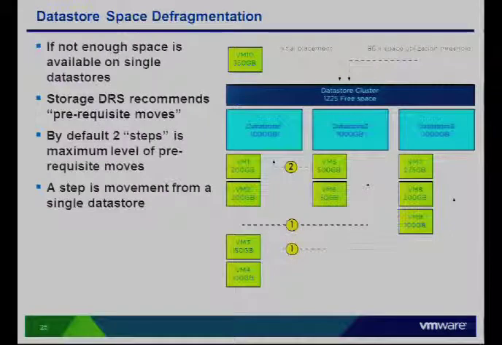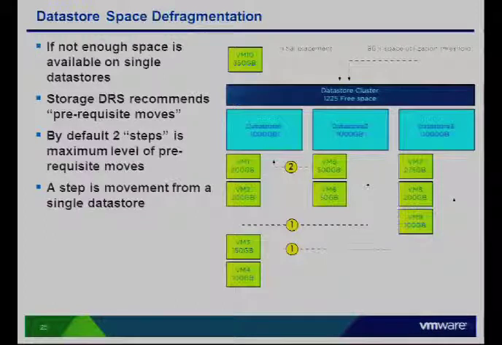Now what happens if you want to place a virtual machine on a datastore cluster that has enough free space, but each individual datastore doesn't have that space, right? So in this case, we are trying to place a VMDK of 350 gigs. Now what happens is that Storage DRS will trigger what we call defragmentation. And it starts to move out virtual machines to make place for that particular new virtual machine. Now in this scenario, which is in this diagram, it moves 2 virtual machines out of datastore 1. It moves them out to 2 different datastores, but we consider this as a single step.